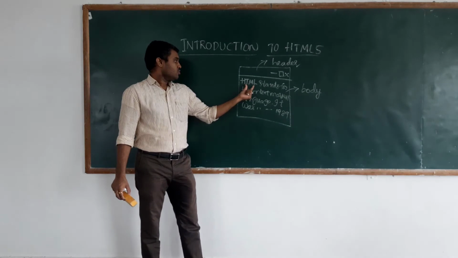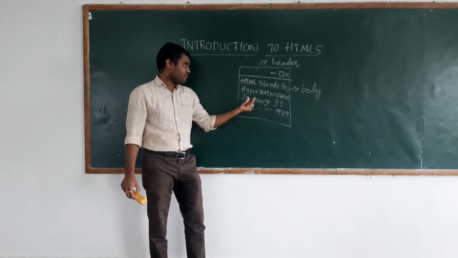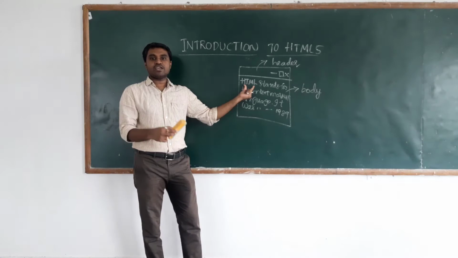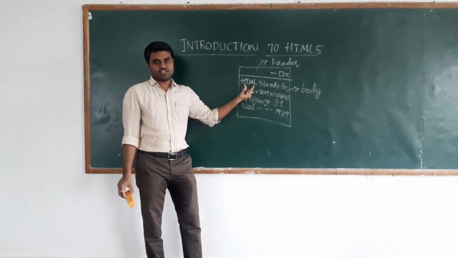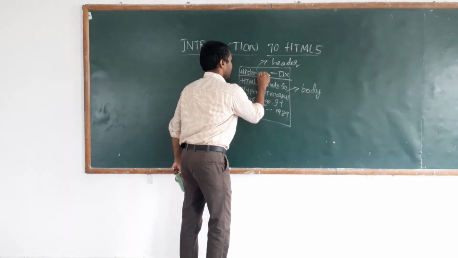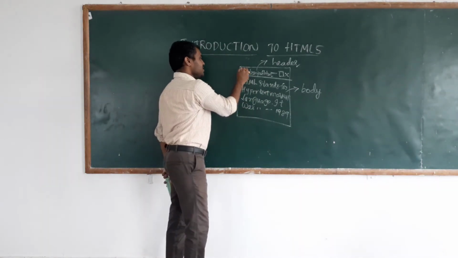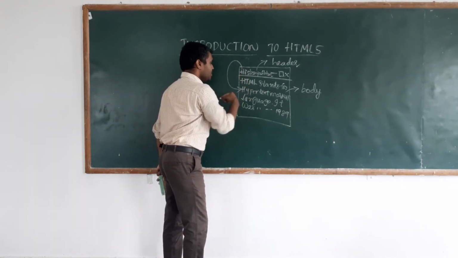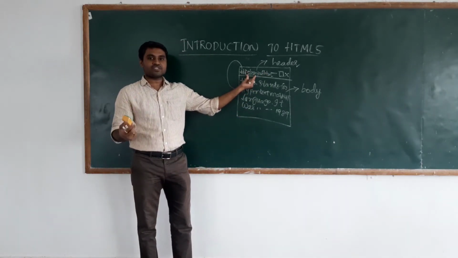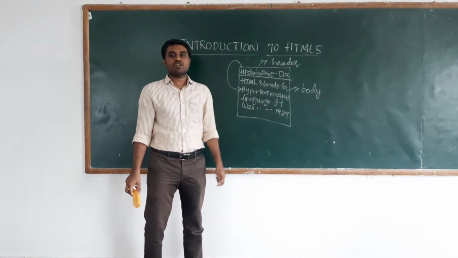Now, the header region always describes the data which is present in the body section. If you observe, this data is related to the history of HTML. So history of HTML will be defined in the header section. History of HTML is a data which is going to describe this data. Hence history of HTML is called metadata, and that metadata is always defined in the header section. So this is about introduction to HTML5.